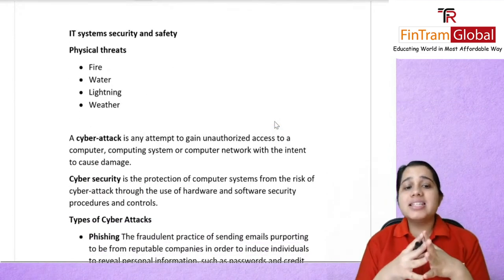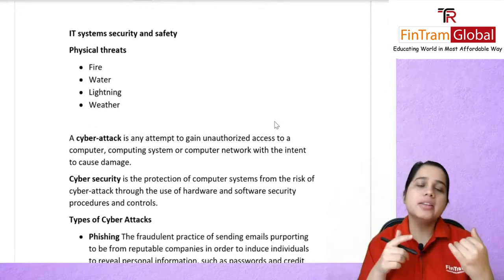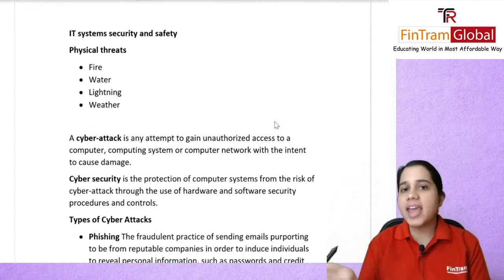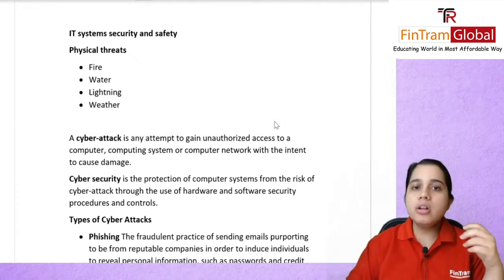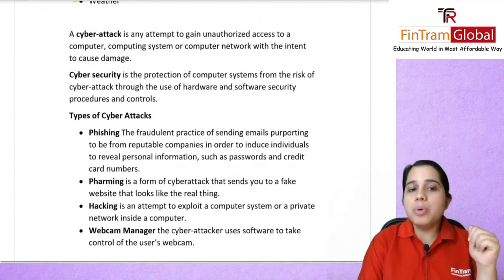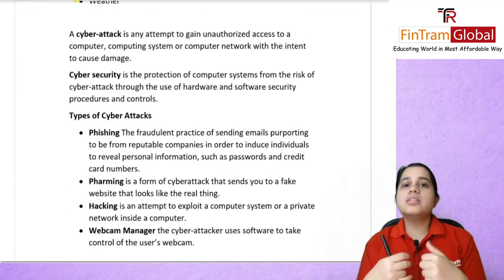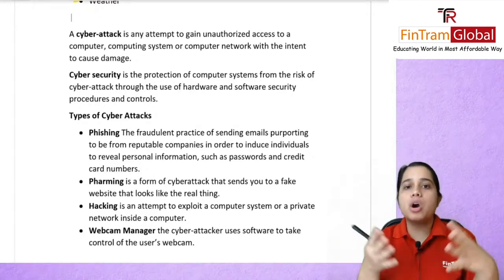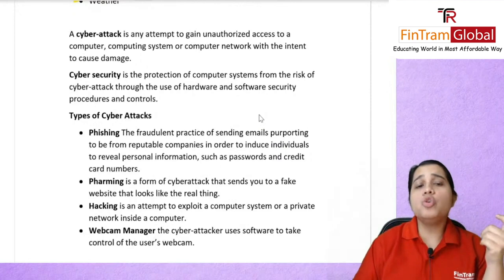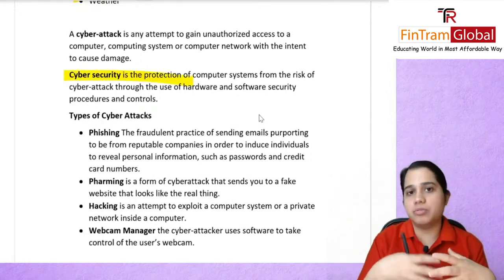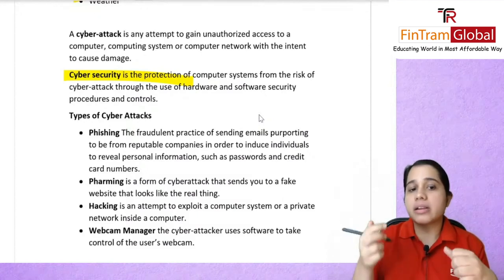Then you have your IT system security. You have your physical threats, right? There could be a fire, a flood, lightning, and all of that can impact all the data. Next is your cyber attack, where someone is trying to gain unauthorized access to your network or computer systems to cause damage. You have your cyber security, how you can protect yourself from any of these risks.